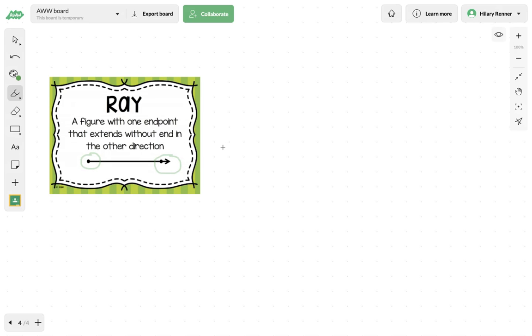So 2 rays together make an angle, but we're not going to make an angle just yet. But when we make a ray, we have an endpoint. Oops, that's a big endpoint. And then we can make it go in any direction. So this could be ray GH if we wanted it to be. A ray could go in the other direction. It can go this way. It can go vertical. It can go at a diagonal like that. But it has to have one endpoint and go on forever in one other direction.